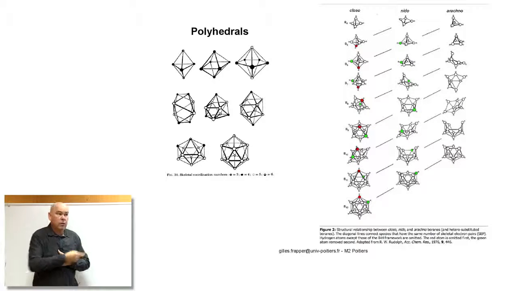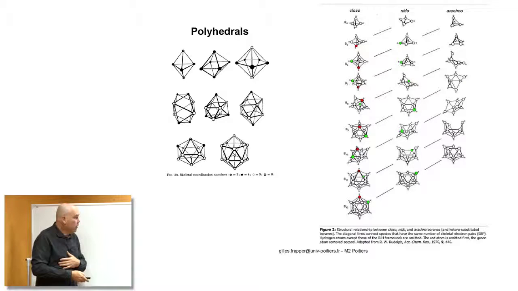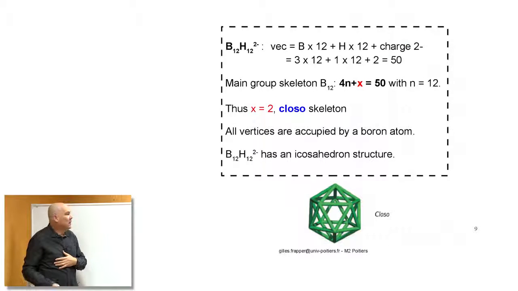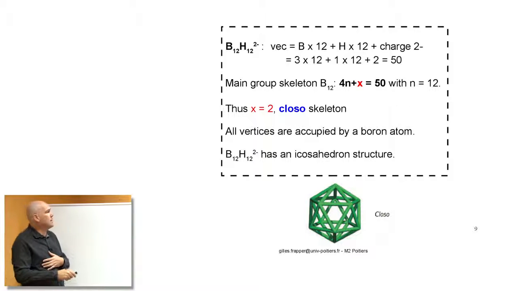I will now illustrate. Okay, so for example, let's take this well-known compound, B12H12 2-. So we count the valence electrons. So we have 50 electrons here.